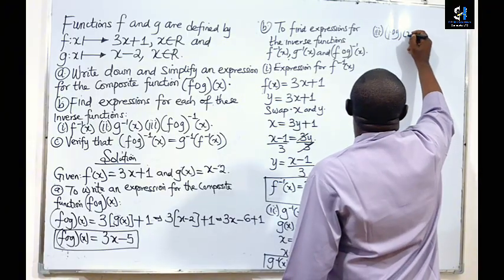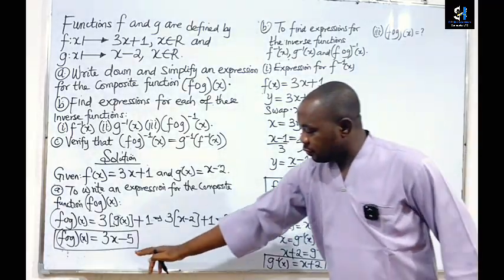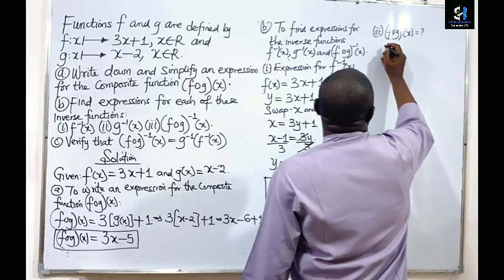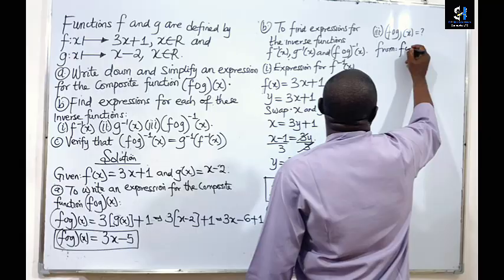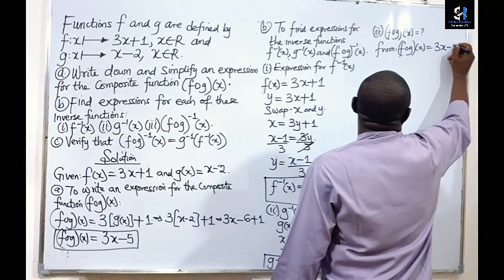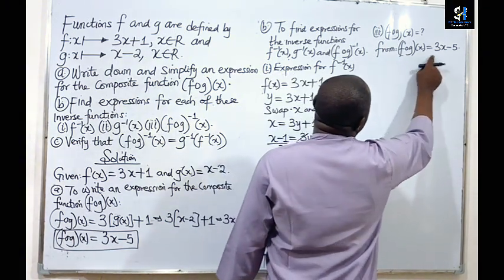Inverse of composite function fg of x. Now we have the expression for fg of x to be 3x minus 5. So we have that fg of x is equal to 3x minus 5. Okay, now I'm going to swap this for this.